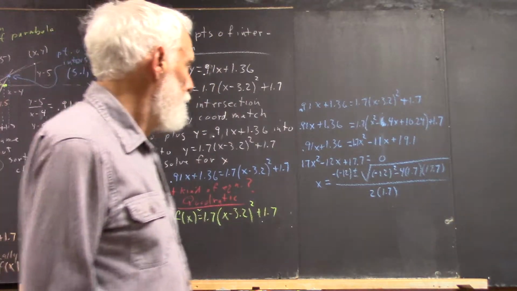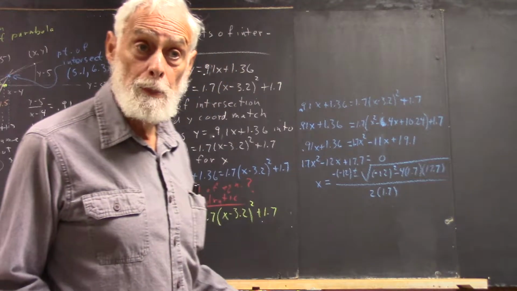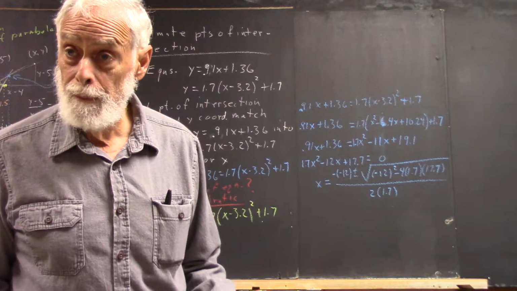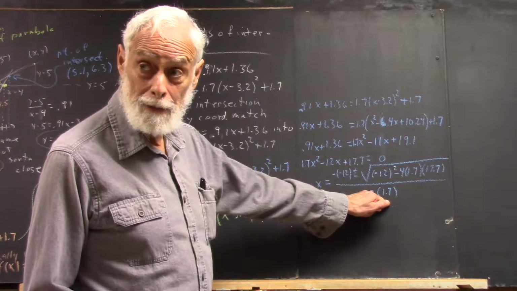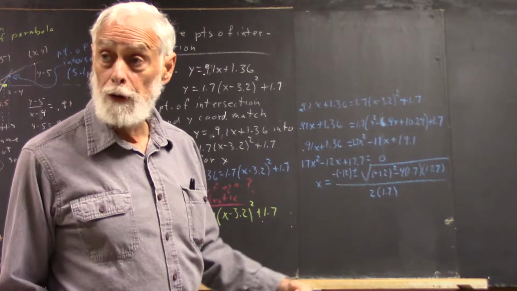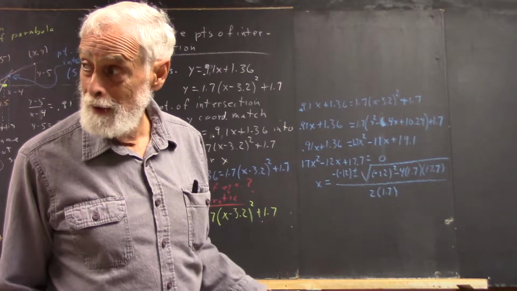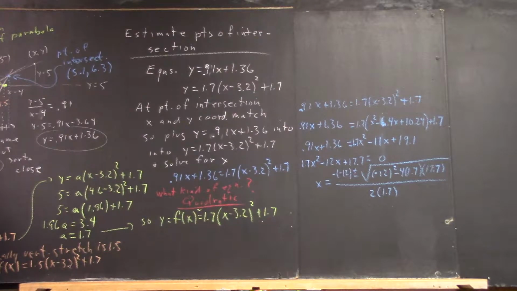Okay? Well, your axis of symmetry should be what? Should be 12 over 2 times 1.7, right? 12 over 3.4. Well, 12 over 3 is 4, 12 over 4 is 3, so it should be somewhere between 3 and 4. Where is it? It's somewhere between 3 and 4, so we're at least that accurate, right? Just a quick check on the axis of symmetry.